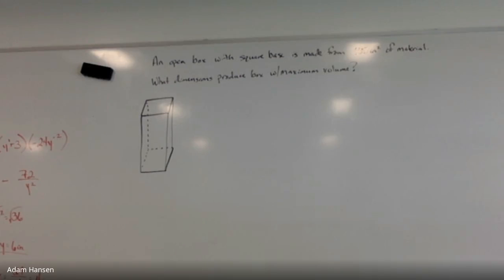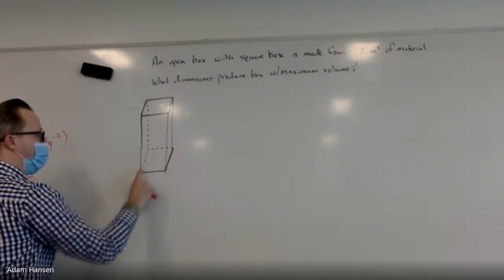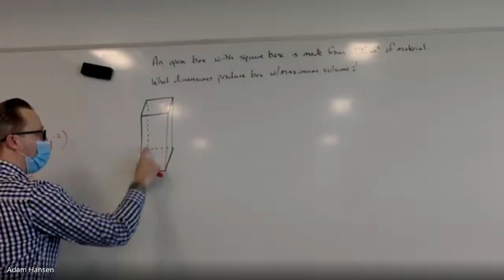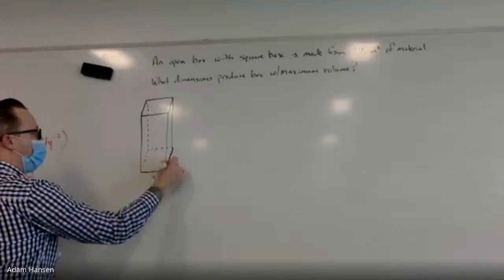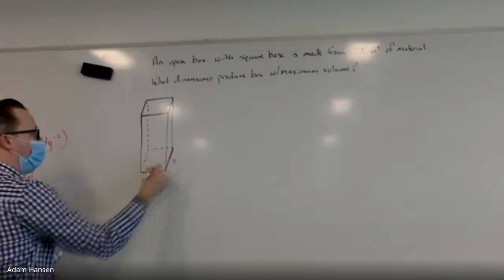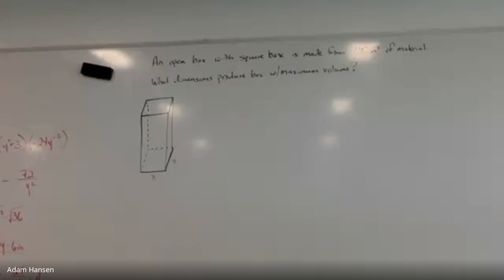Keep in mind, it's an open box, so on the top there's nothing there. It's like I can just drop something into it. Let's start labeling some dimensions. What do I know about the base of the box, the bottom of it? It's a square. Call this x and x. The length and width are both the same because it's a square base.